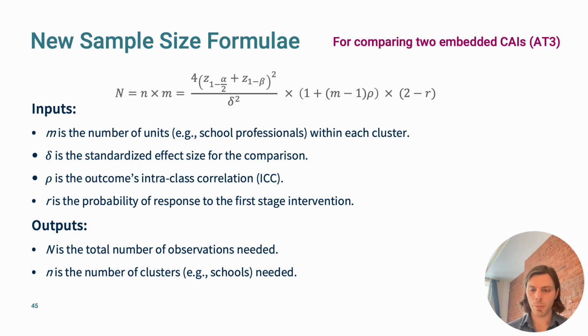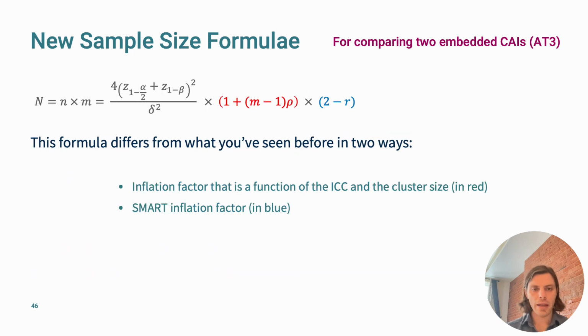So here is our formula, and it's going to differ from what you've seen in two ways. First, we have this black portion, 4 times (z of 1 minus alpha over 2 plus z of 1 minus beta) all squared, over delta squared. That's just common to sample size formulas. Nothing has changed there. But we now have two inflation factors, the inflation factor in red and the inflation factor in blue. And each of these should also look familiar to you on their own.